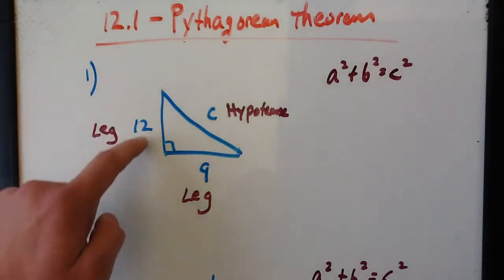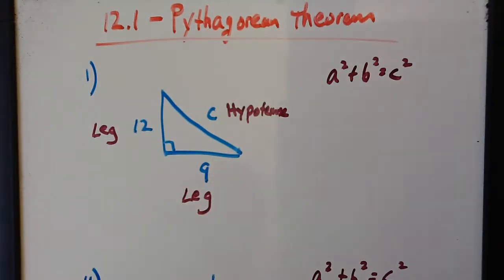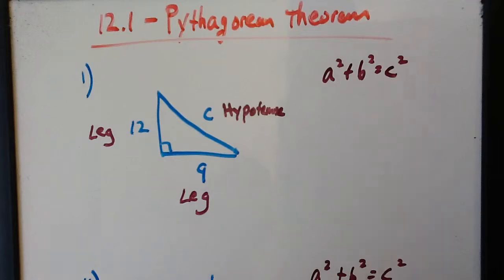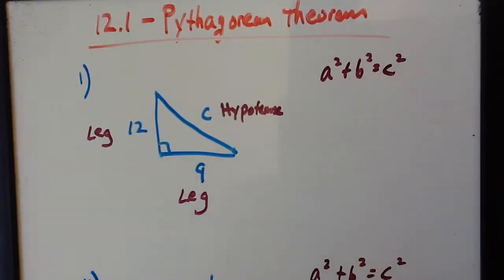If we take one of the legs and square it, plus the other leg and square it, that is equal to the length of the hypotenuse squared. Okay, so the first thing that I would do if we're going to solve for c here, if we're going to solve for the hypotenuse, is to set up our equation. Our equation is a squared plus b squared equals c squared. Next, let's plug in what we know.